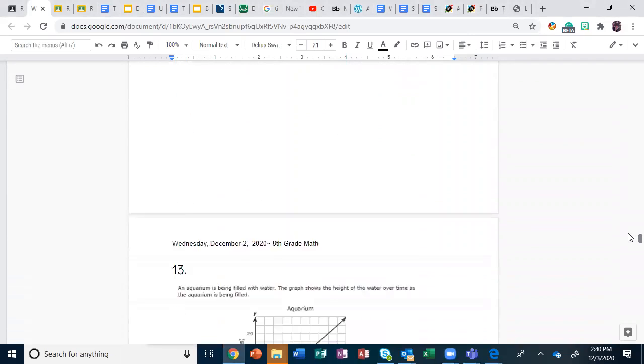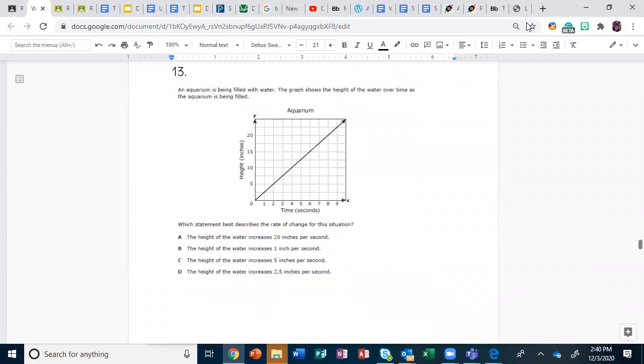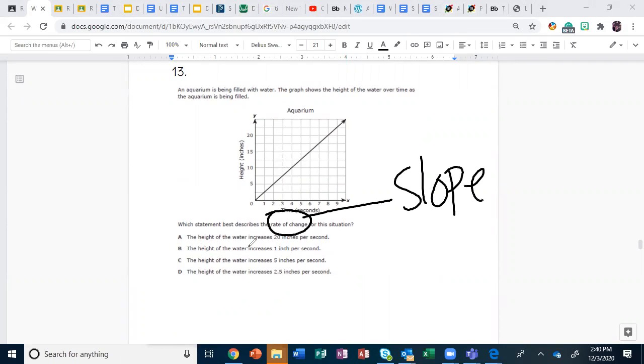All right, question 13, guys. Question 13 is the same thing, but on this one, we actually have to find it. So it says, what is the rate of change? The rate of change is the slope. So that means that we're gonna do rise over run.